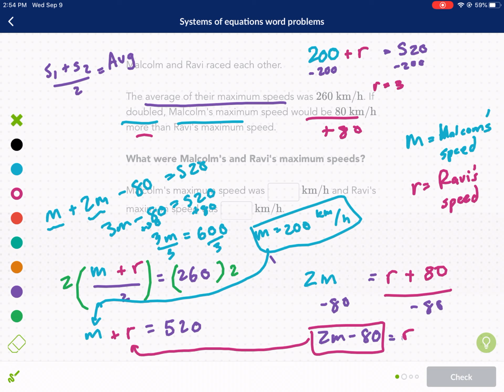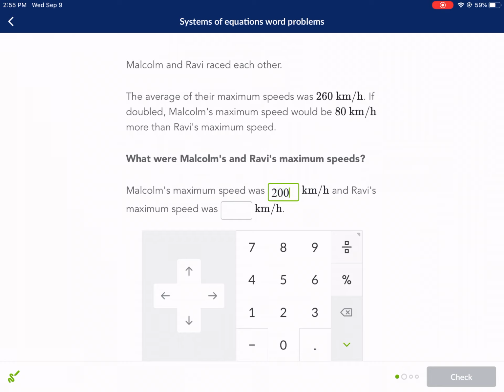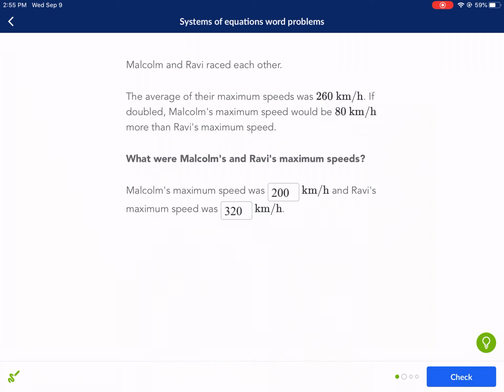R equals 320. And we could check our answer by plugging it back in to the original problem, but you're going to see that it's going to work out, given that we're not doubling the other speed. And I think this works. These are pretty neat numbers, so I'm guessing it's right. So Ravi 320, Malcolm 200. Malcolm 200, Ravi 320. And show me the money.